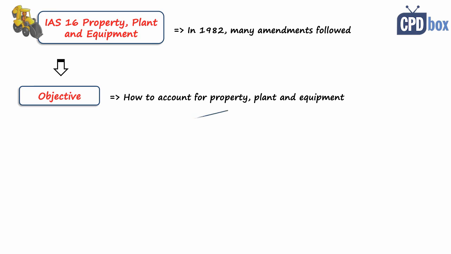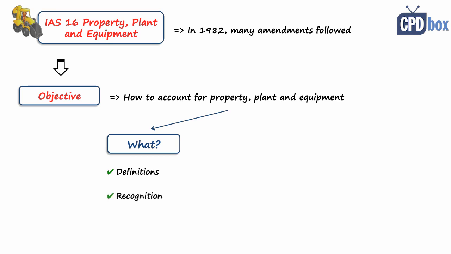Number one, what is property, plant and equipment? And this includes its definition. So we will learn how to define property, plant and equipment, because some items might appear as such, but they are not PPE, but an expense or something else.